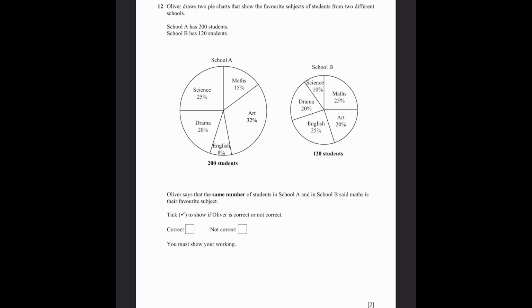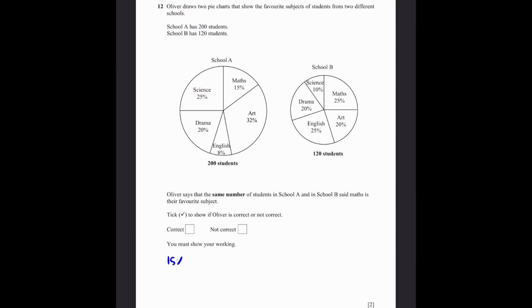Oliver draws 2 pie charts that show the favorite subjects of students from 2 different schools. School A has 200 students and School B has 120 students. Oliver says that the same number of students in School A and School B said maths is their favorite subject. Tick to show if Oliver is correct or not correct. You must show your working.